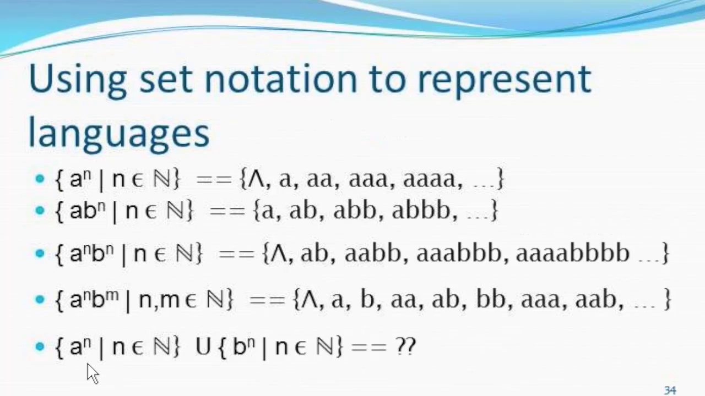And finally, this one, we've got A to the N, where N is in the natural numbers, and B to the N, where N is in the natural numbers, and we're taking the union of these two sets. So notice that we're never going to mix up the A's and the B's here, right? We're unioning the two sets, but we can take any number of A's and any number of B's.